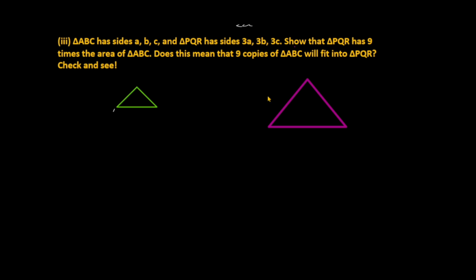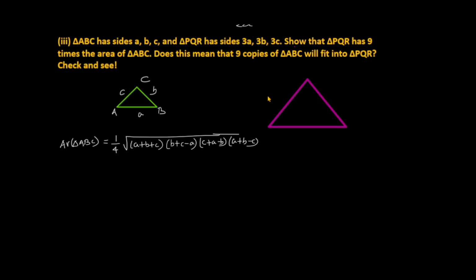In the same way, using the previous sum, we can take triangle with sides A, B, C. We need not calculate the area once again. We can write the area because the semi-perimeter we know: A plus B plus C. So area of triangle ABC is equal to 1 by 4 times the square root of A plus B plus C into B plus C minus A, then C plus A minus B, then A plus B minus C. This is the result we got in the previous question for triangle ABC.